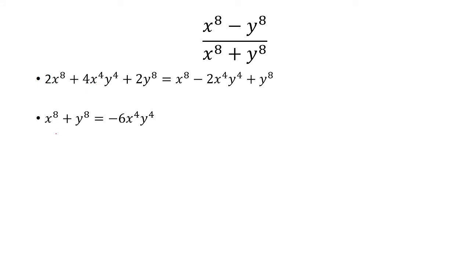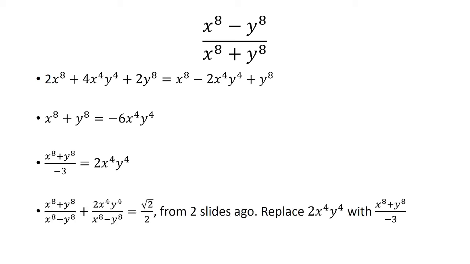So I end up with x to the 8th plus y to the 8th is equal to negative 6x to the 4th y to the 4th. And I'm going to divide both sides by negative 3 to get x to the 8th plus y to the 8th all over negative 3 is equal to 2x to the 4th y to the 4th. And so recall, that's what we wanted to substitute for.